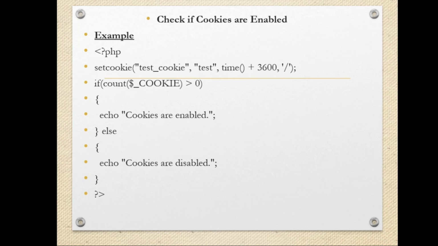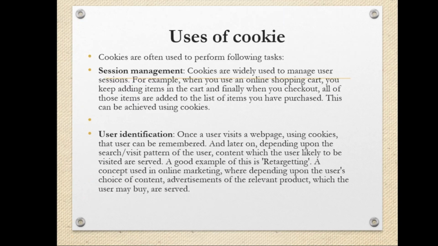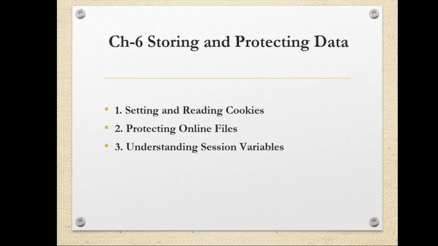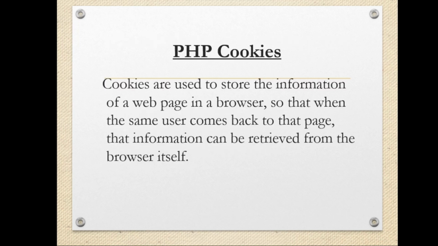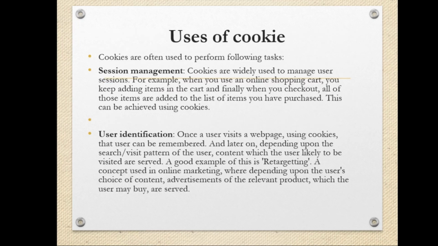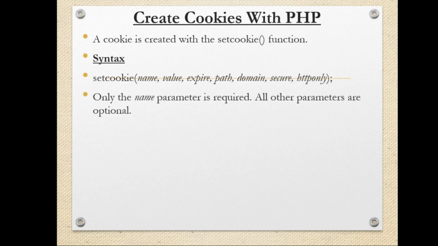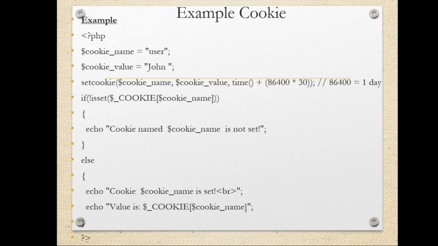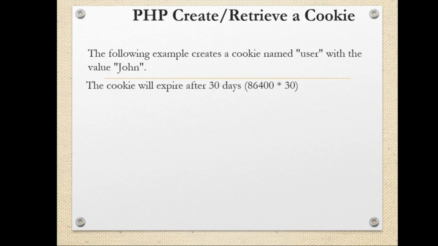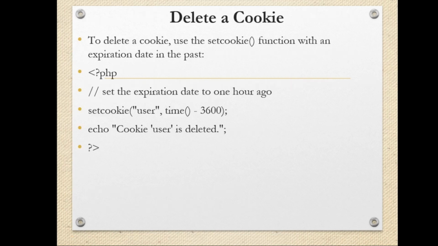We will wind up the session right now and continue the remaining topic in the next session. A quick recap of what we did today in this session. We started with chapter number 6, in which we saw topic number 1, PHP cookies. We saw what a cookie is, the use of cookies, and how to create a cookie using the setcookie function with a particular time. We saw an example of creating a cookie for 1 day or 30 days. Again, we saw how to delete a cookie.